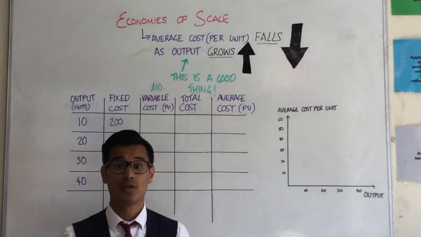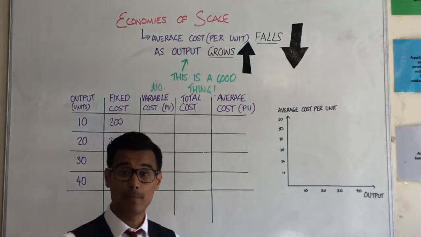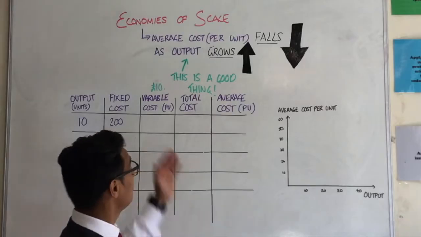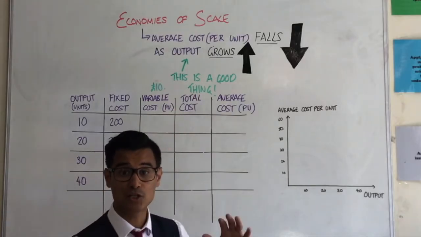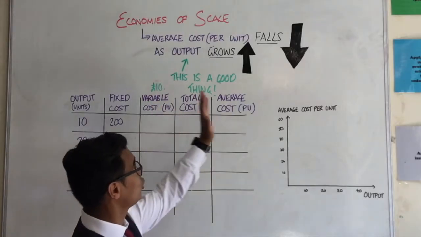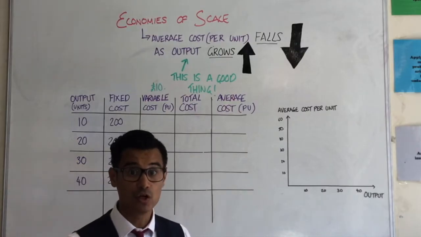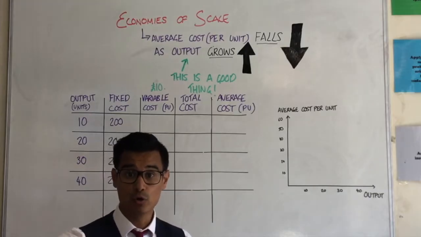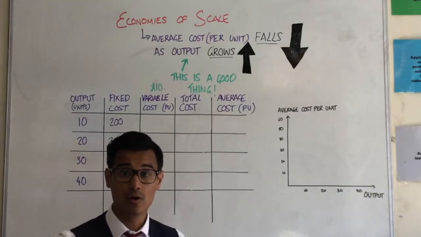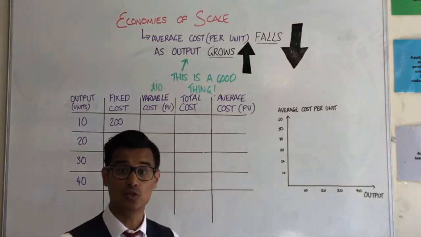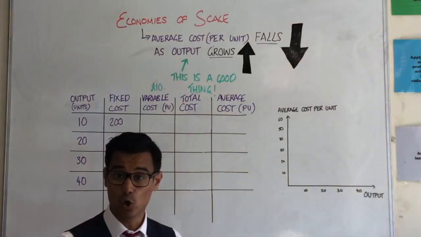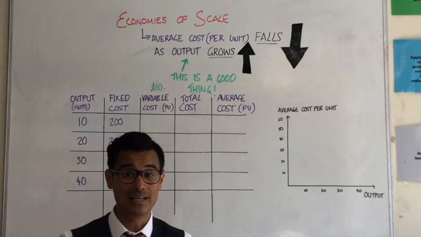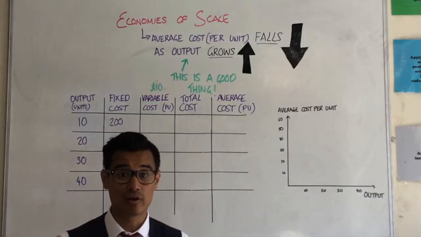Economies of scale. It's when the average cost per unit, per thing, falls as you make more, as your output grows. That's a good thing. You want your average cost per making one thing to fall. And it will happen if you grow your business and produce more. It's likely to happen because you've expanded your business, whether internally, organically, or externally, which would be through integration.